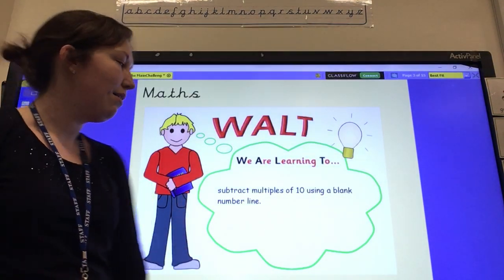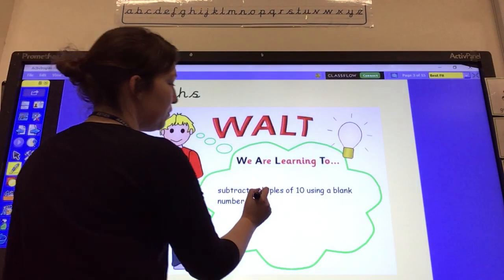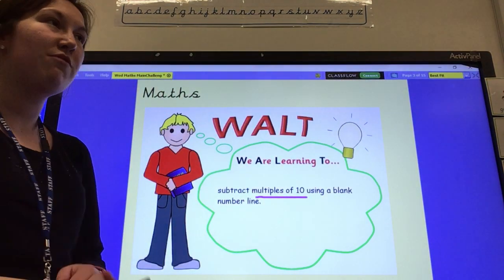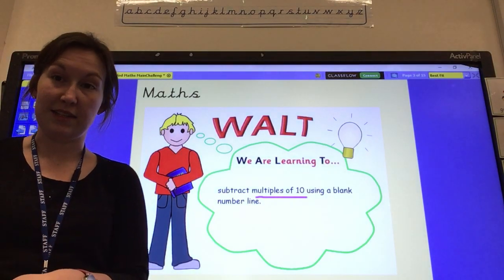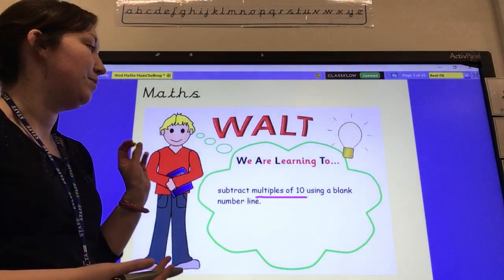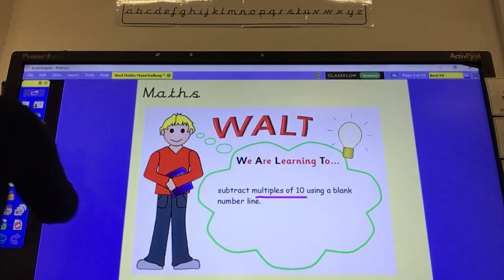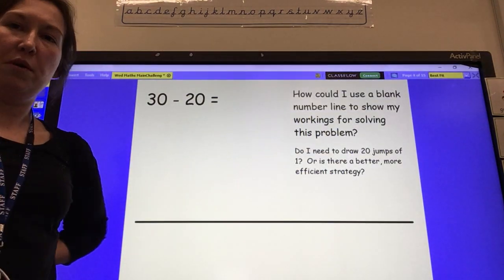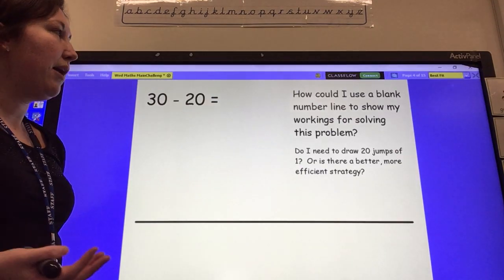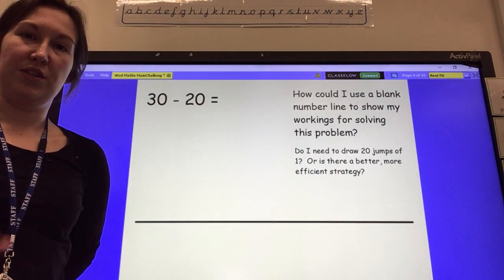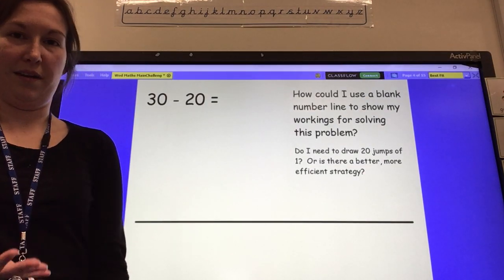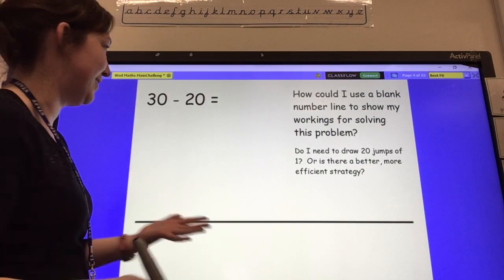So today we are learning to subtract multiples of 10 using a blank number line. So it is going to be very, very similar to yesterday's maths lesson, but this time we are subtracting. So 30 take away 20. So think about what we did yesterday and think about how that could help you with today. Are we going to be doing 20 little jumps of 1 backwards on a number line? No, exactly we are not.